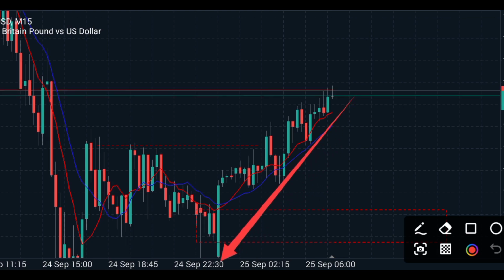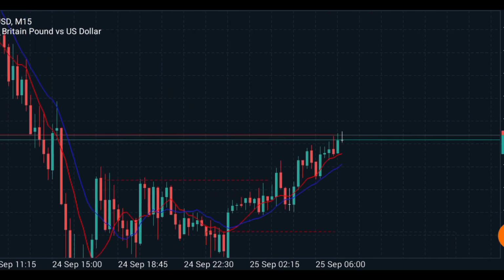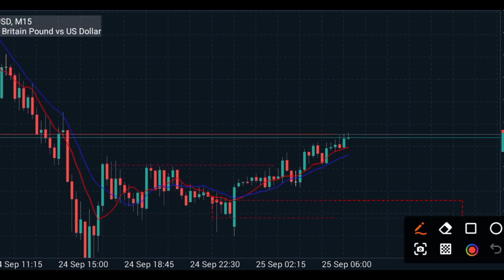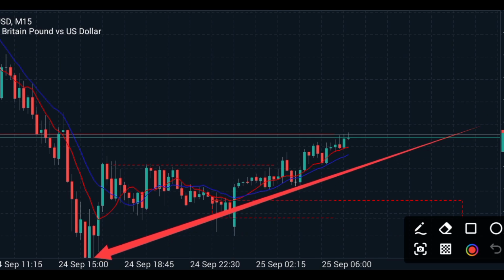Let's say you gain an entry from this area. Let me be more clear on this. Let's say you gain an entry from this area, and price has gone all the way up, broken the structure. Your next entry should be here, this order block.